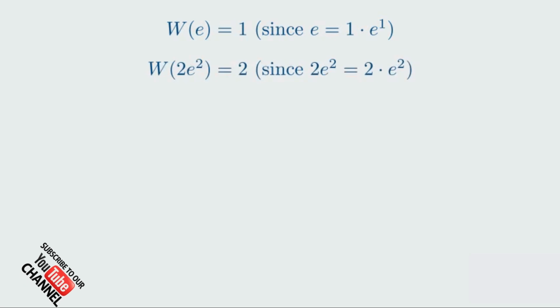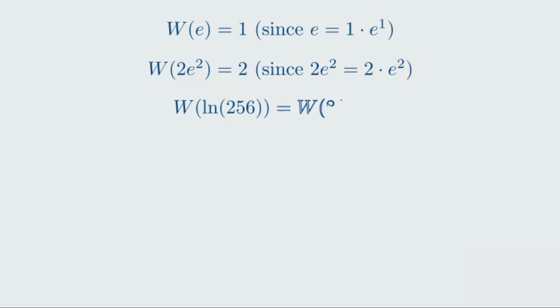We have our exact solution, x equals e to the W of ln 256, but this value isn't obvious. We need to evaluate the W function. For integer inputs, the Lambert W function can sometimes be found by rearranging powers of e. For example, W of e is 1 because e equals 1 times e to the first, and W of 2e squared is 2. Our input is ln 256. Since 256 is 2 to the 8th, ln 256 is 8 times ln 2. So we need to find W of 8 ln 2. This is not an integer or a simple multiple of e, so we'll need to use a calculator or approximation.